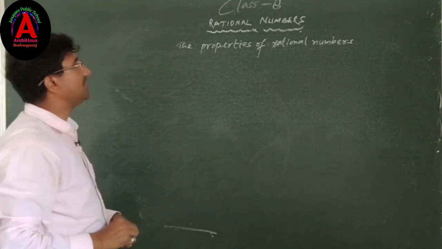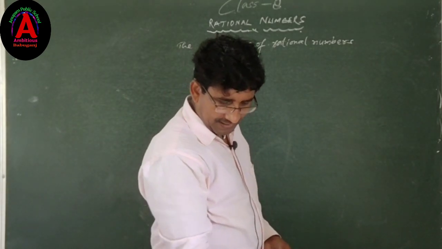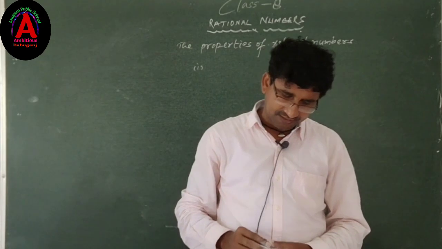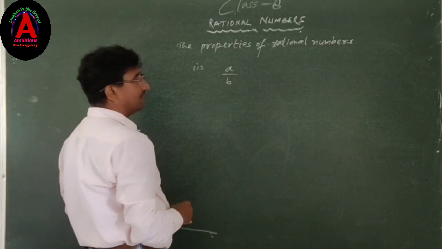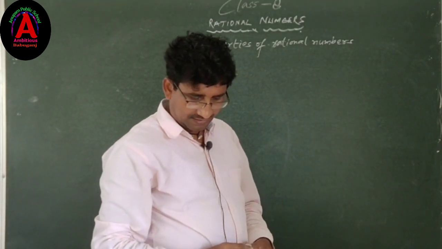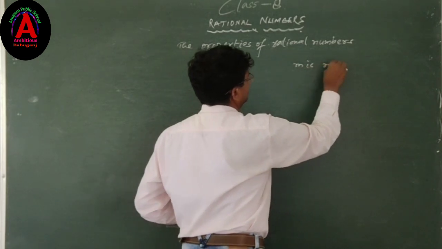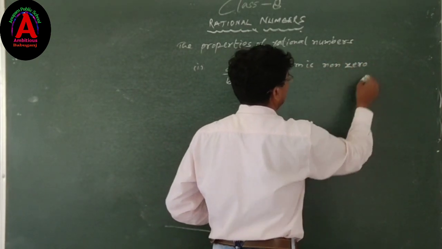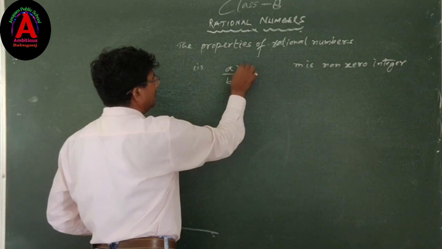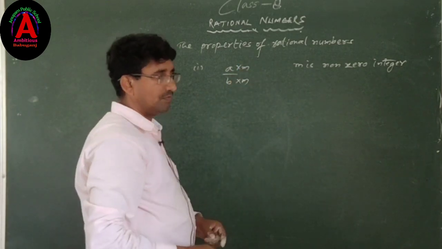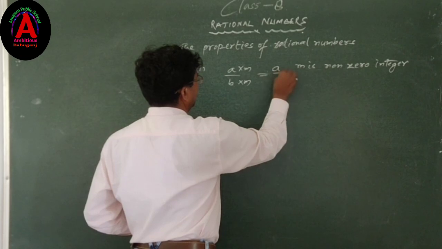Rational numbers. The properties of rational numbers. Property number one: if A upon B is a rational number and M is a non-zero integer, then A upon B is equal to A times M upon B times M. Since M is not zero, the value remains A upon B.